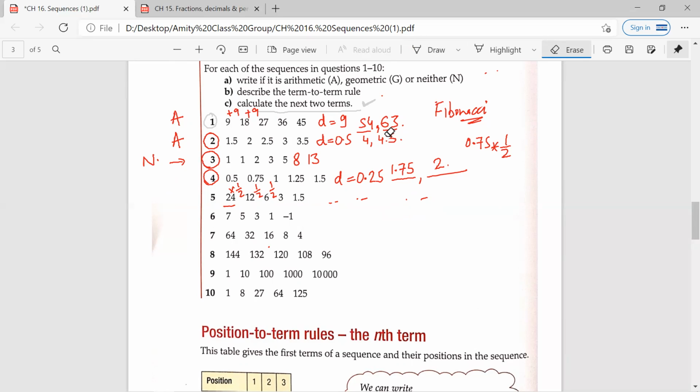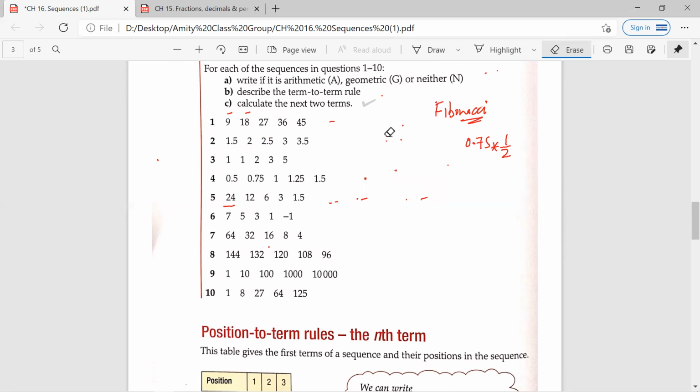Just remember the formula. The formula is that the common ratio is always T2 by T1, T3 by T2. And if you think that it is an arithmetic progression, it should always be T2 minus T1, T3 minus T2. And that is why we are practicing these questions. That is why we are spending some time to understand these questions. Okay.